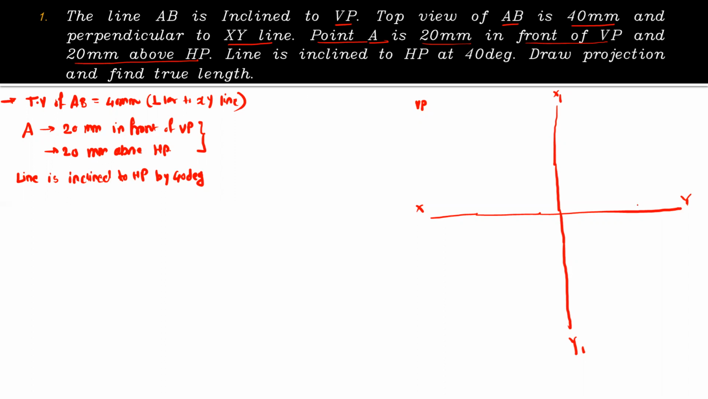So now draw XY line. Then vertical line is X1, Y1. So we will get vertical plane above the XY line. Then this is the horizontal plane. And this plane is your profile plane, or it is a right profile plane. Here we can draw the side view. So you can observe in 3 dimensions. So this is the 3-dimensional view.